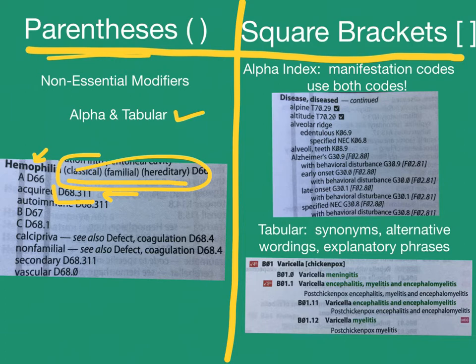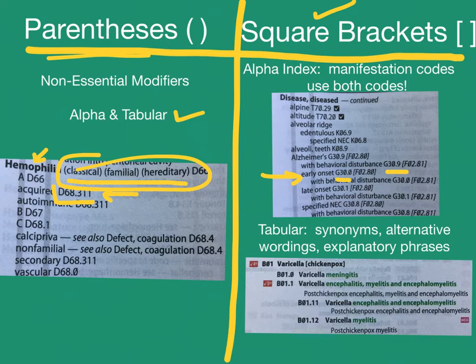Another punctuation consideration is the use of square brackets. Used in the alphabetic index, square brackets denote manifestation codes, which means that both codes shown must be listed and in the same order. So for example, let's take a look here for Alzheimer's disease, early onset Alzheimer's disease without a behavioral disturbance.